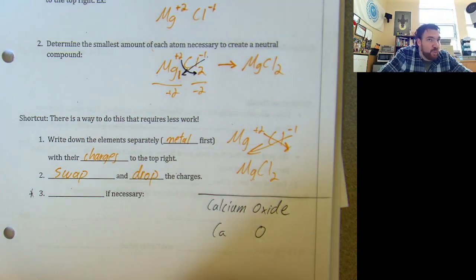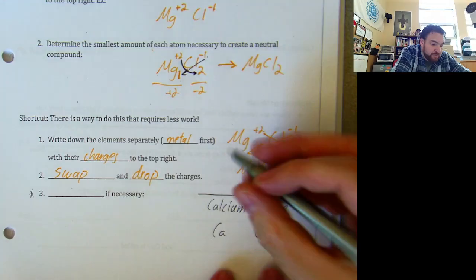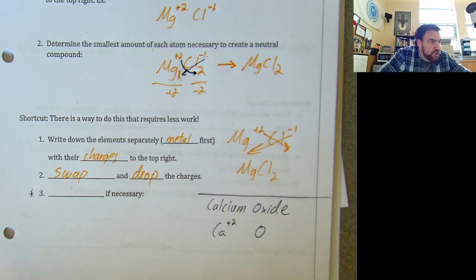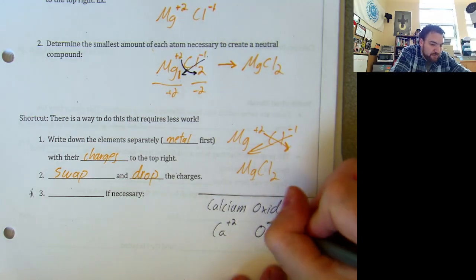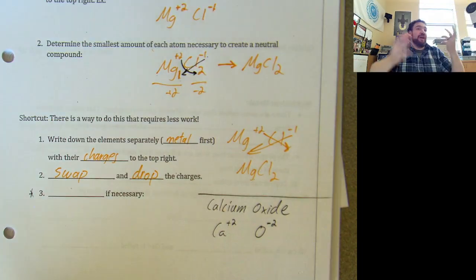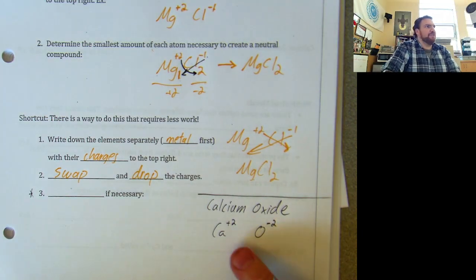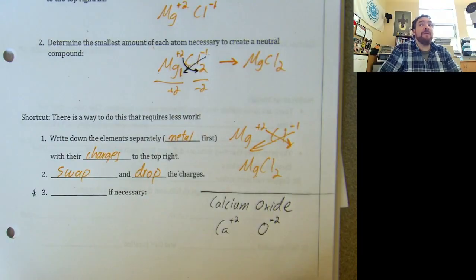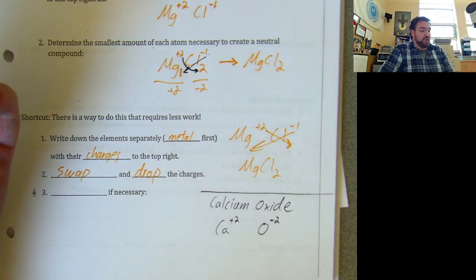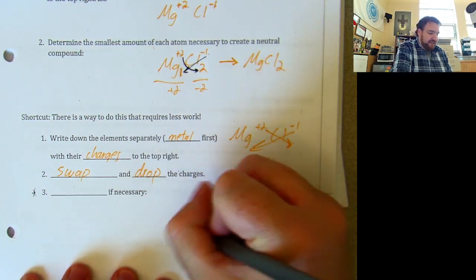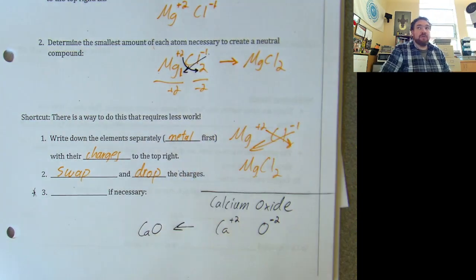The charge on calcium is what? +2. What's the charge on oxygen? -2. So if you guys were drawing Bohr diagrams, and I think you even did in your assignment, how many of each of calcium and oxygen would I need to balance out their charges? I would need one of each. So then I should just be able to write that this thing is going to become CaO.